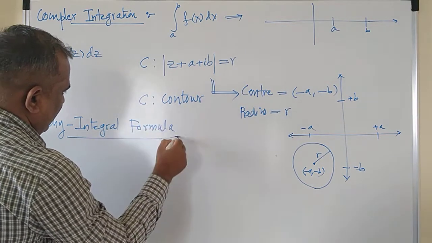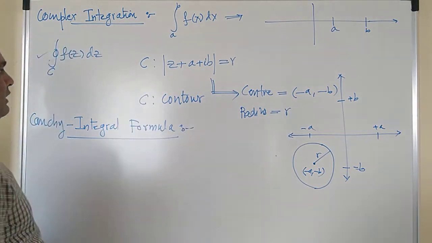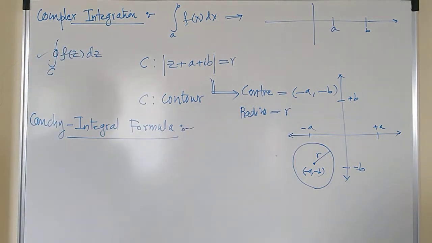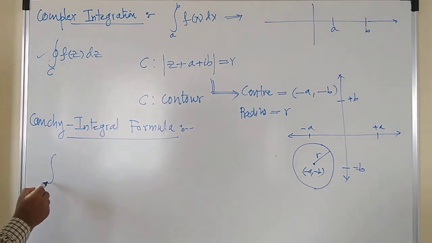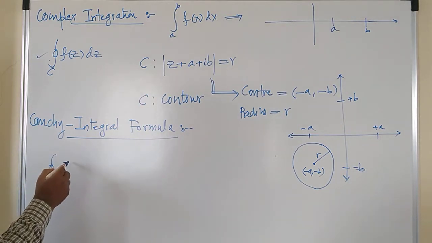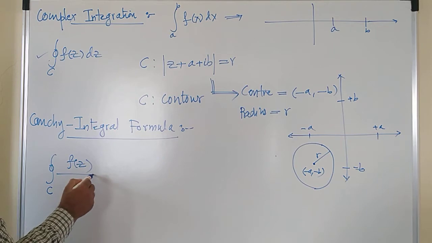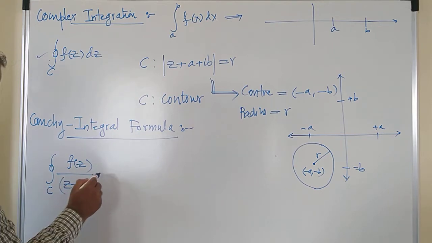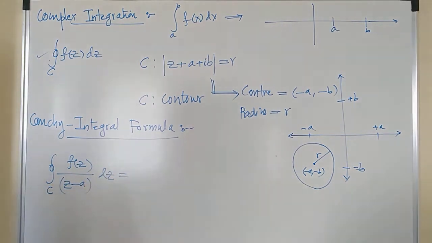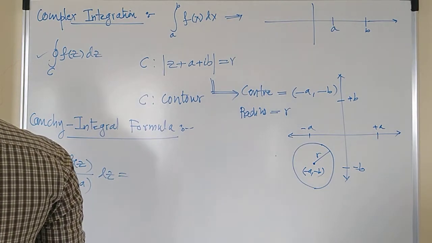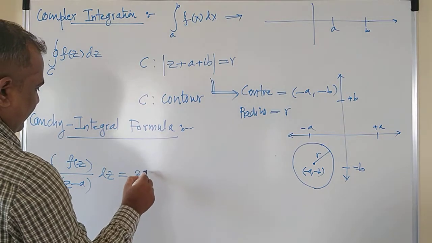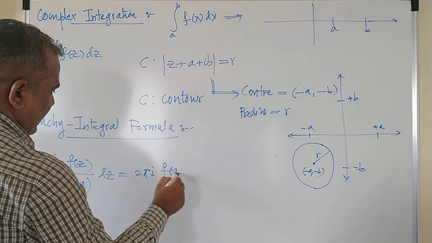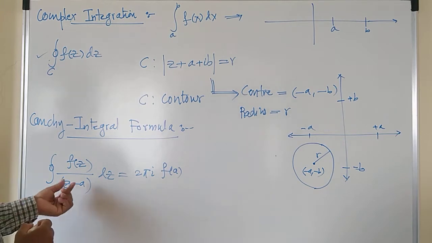Now what is this formula? This formula gives the solution of the problems of complex integration, and this formula gives us the integration of the given function over the contour C, f of z divided by z minus a dz, is equals to 2 pi I into f of a.